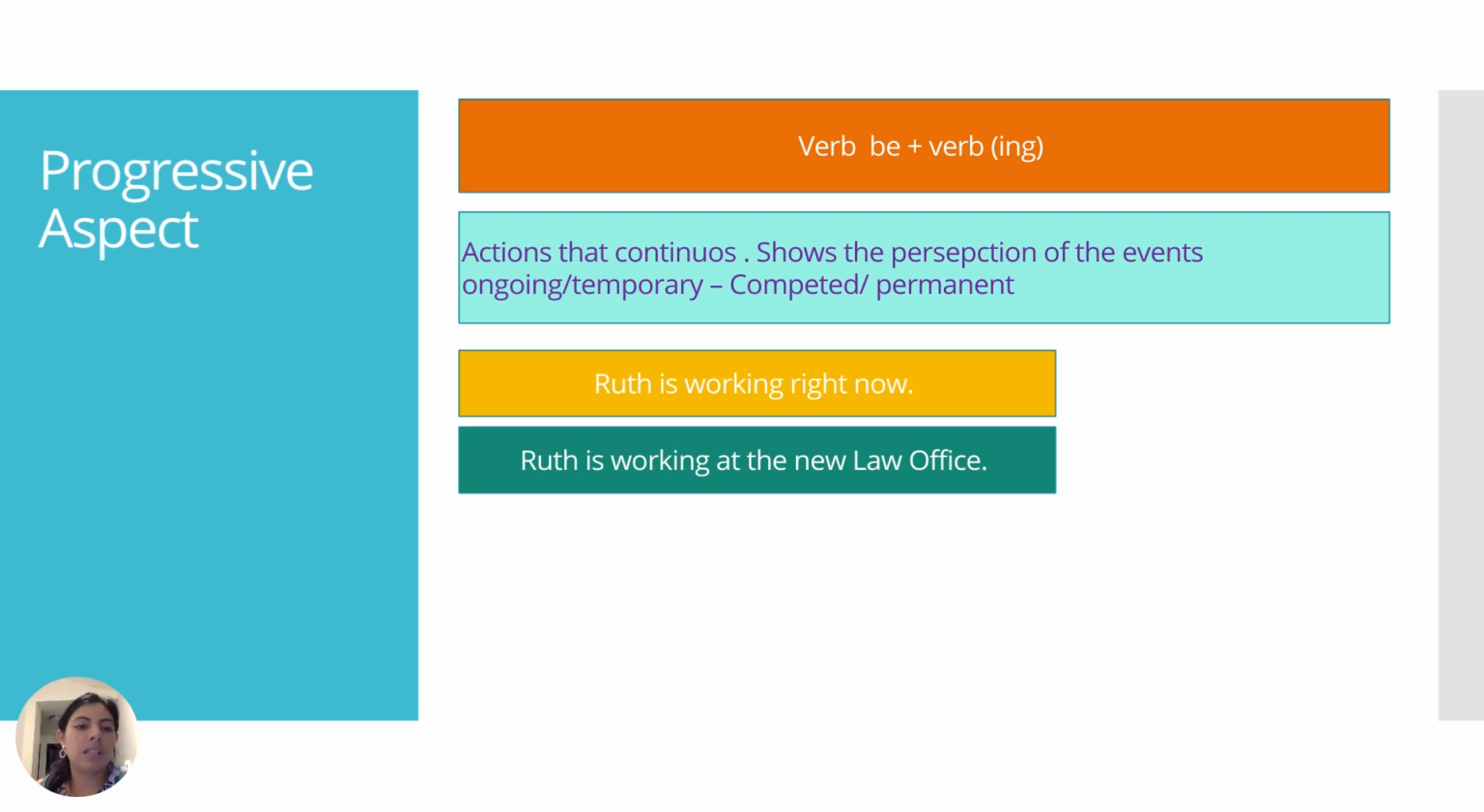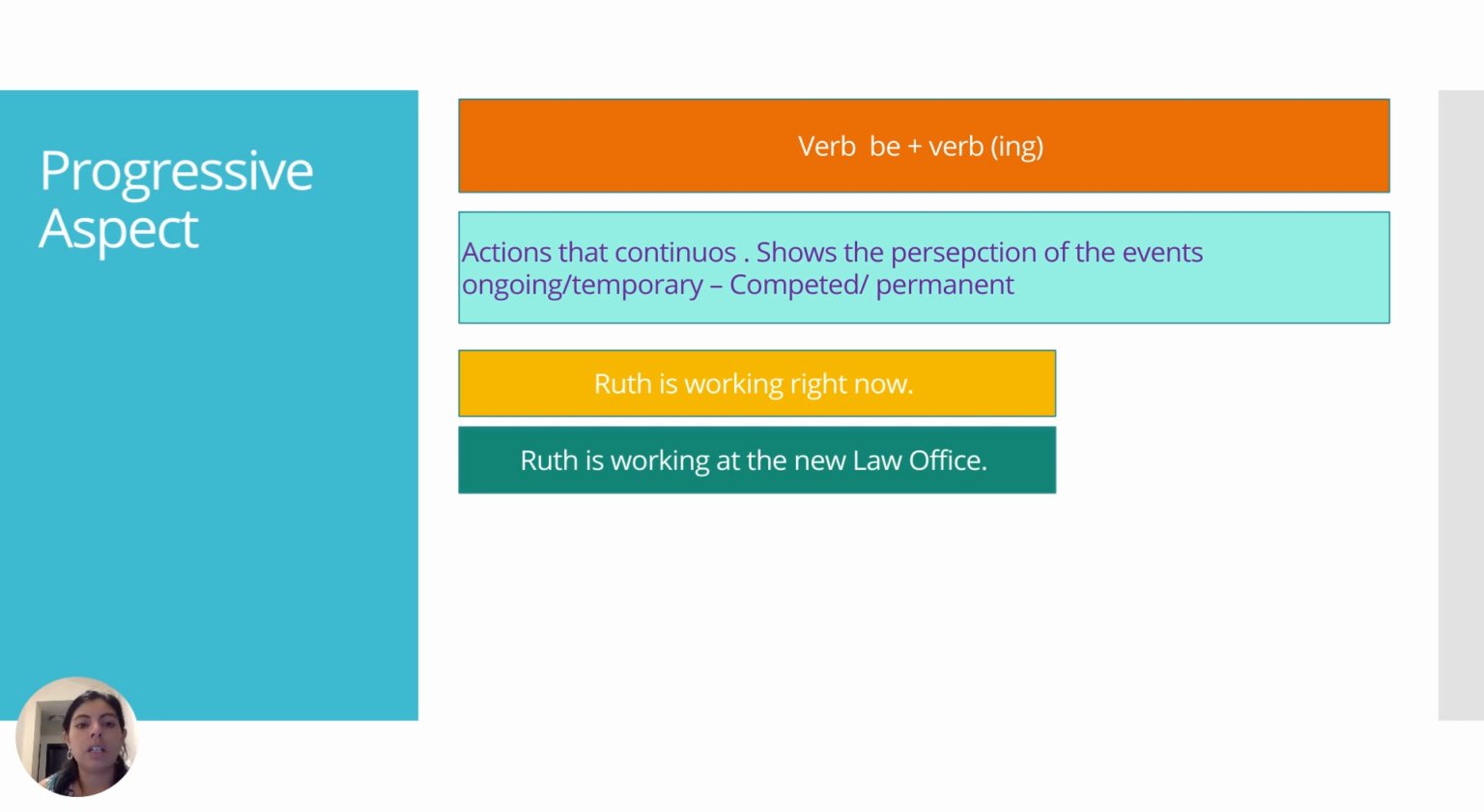Then we have the progressive aspect. In this case, the action is going to continue. The action has not finished, and it's something that continues maybe just in a specific time, or also an action that is going to be continued. For example, we have the verb be plus the verb in gerund, that is to say that it has an ending ing. We are going to show ongoing or temporary events or completed or permanent events. For example, Ruth is working right now.